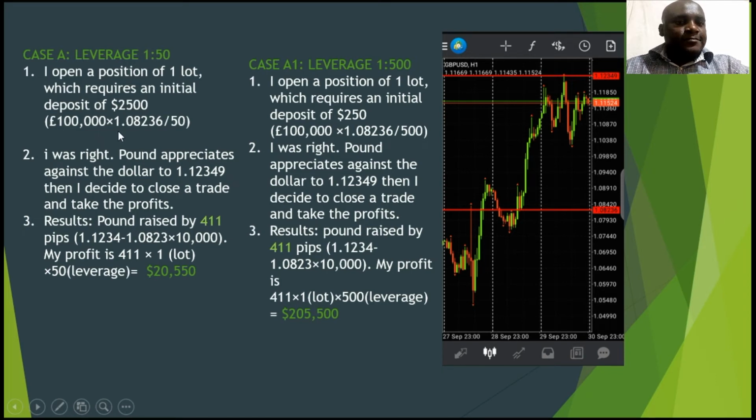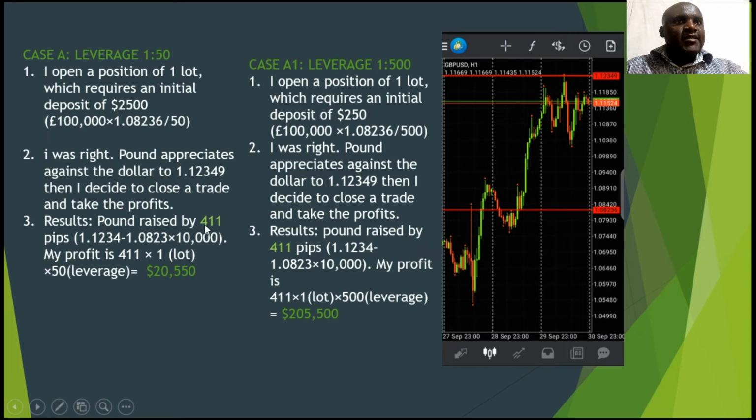2,500 US dollars. So this is how I calculated. It is 100,000 times the current price at which I'm buying the currency, divided by the leverage. It's going to give me 2,500 US dollars. I was long on this trade. Pound appreciated against dollar to 1.12349. Then I decided to close the trade and take the profit.